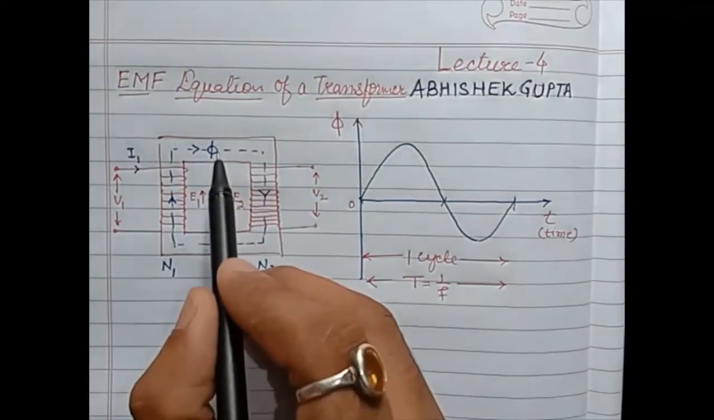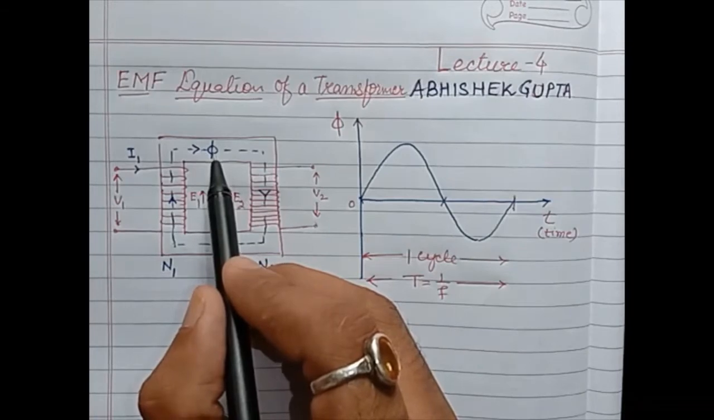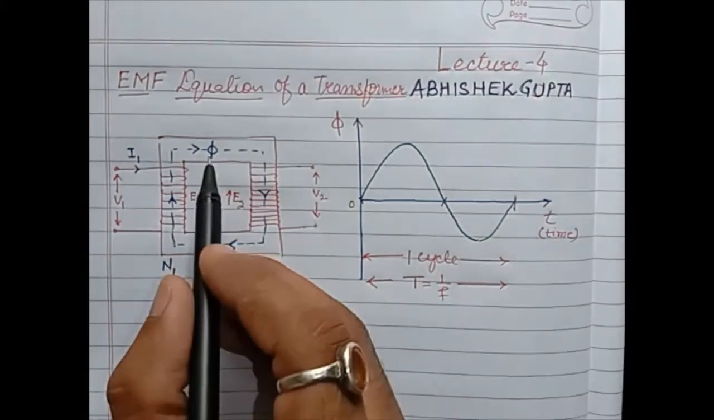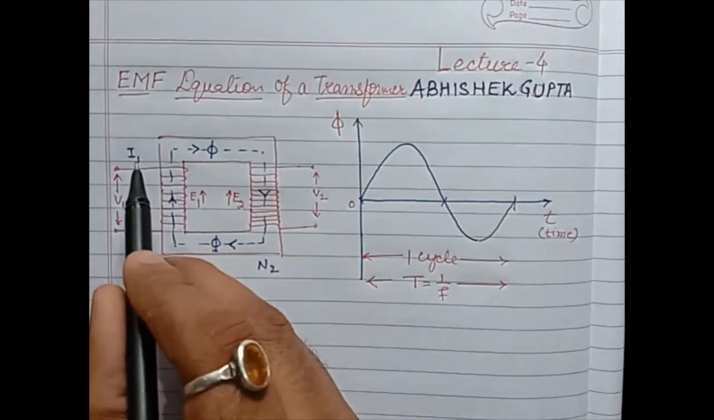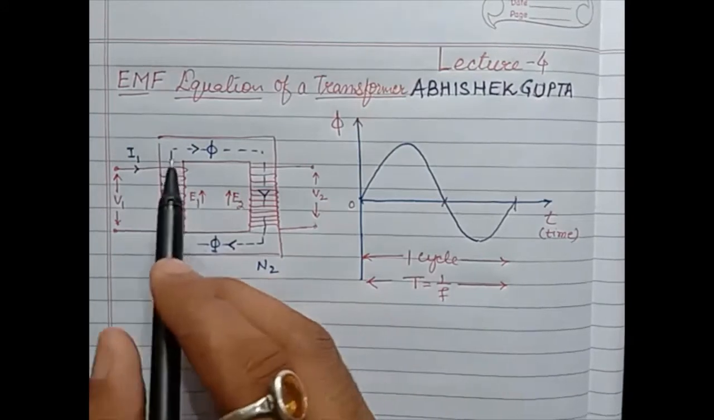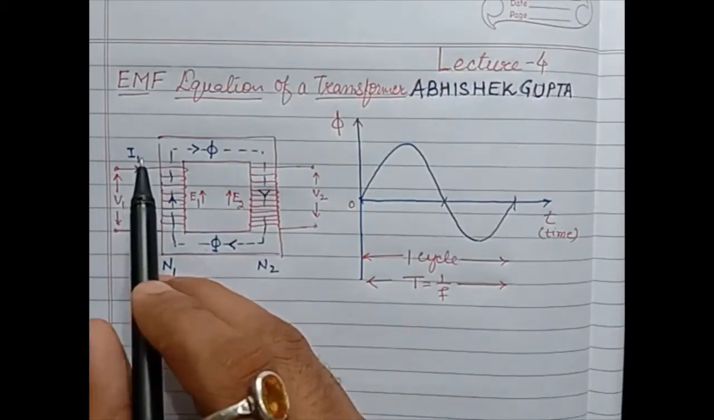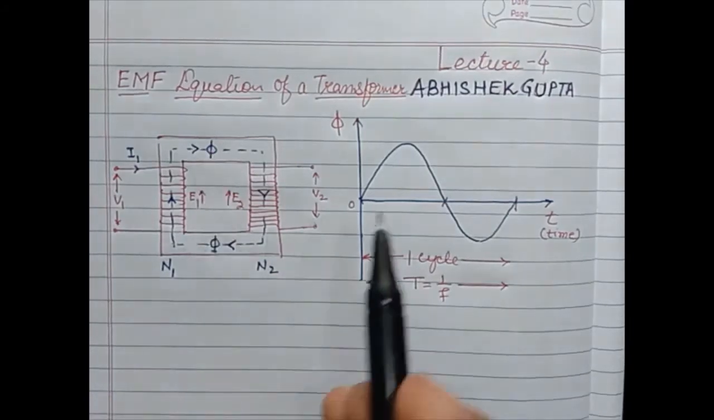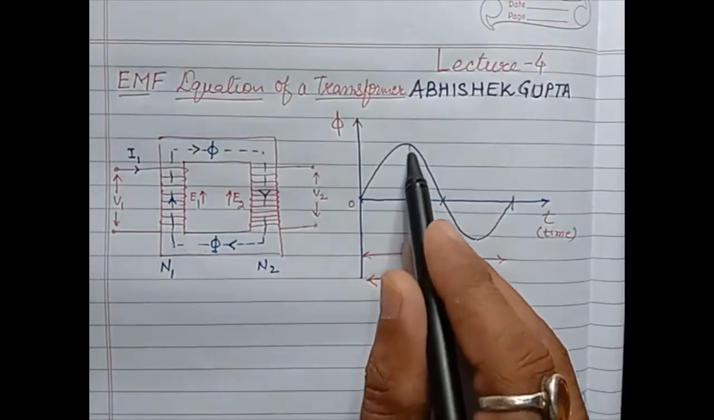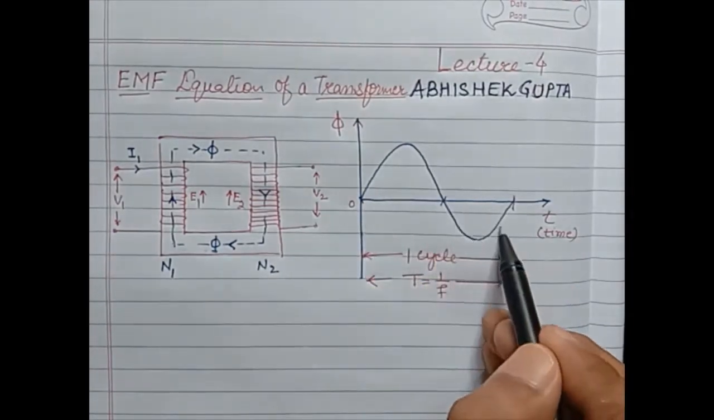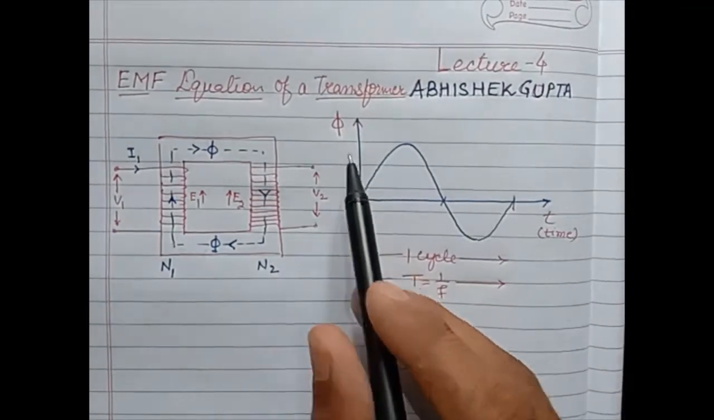So this phi is a magnetic flux, and as we know, this phi is set up because of the current which is flowing in the winding. The nature of this current is sinusoidal, therefore the nature of the magnetic flux is also sinusoidal. So we have considered one waveform over here. This is the sinusoidal waveform of a magnetic flux.